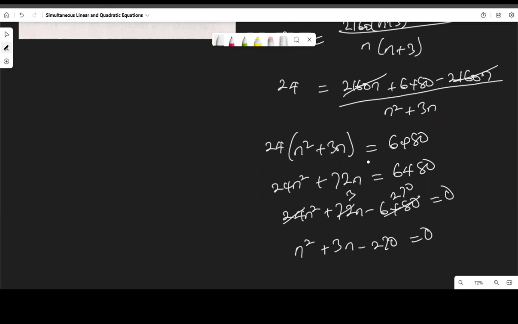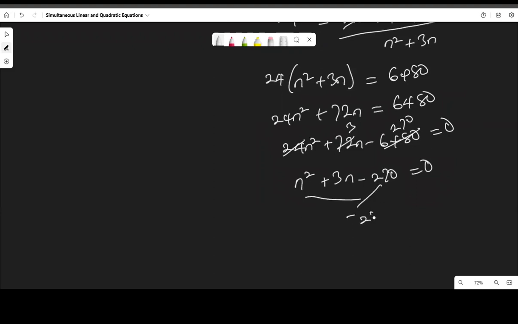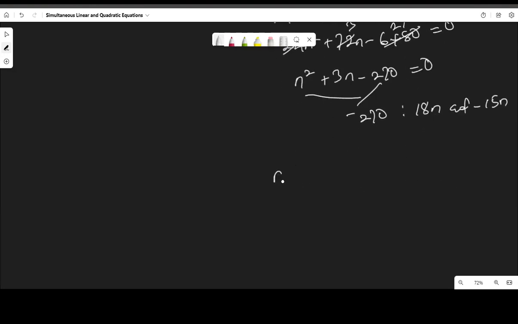With this, we can factorize. This multiplied by this is negative 270. Two factors of negative 270 that can add up to the middle term are 18 and 15. Look at it, 18 times 15 is 270. So since I'm looking for positive 3n, it will be 18n and negative 15n. So we replace this middle term so that the equation becomes n squared plus 18n minus 15n minus 270 equal to 0.